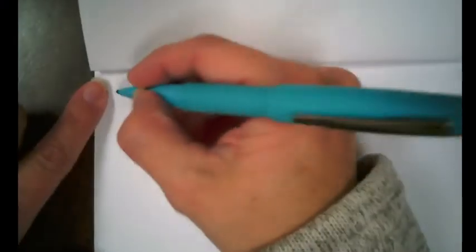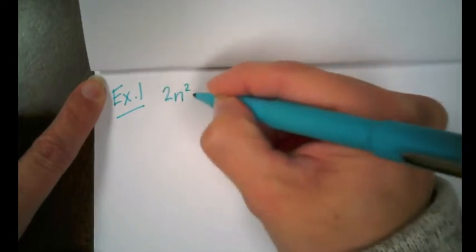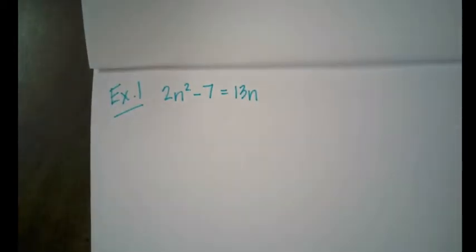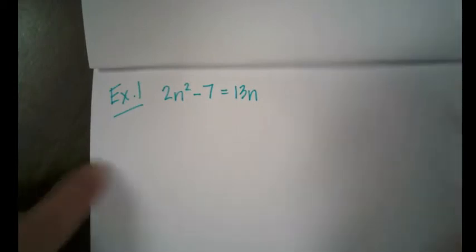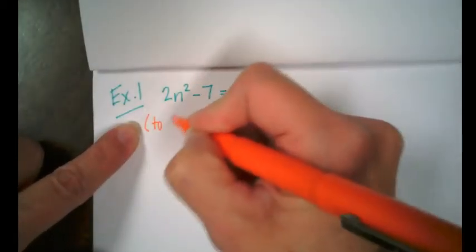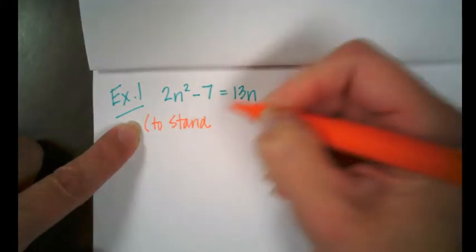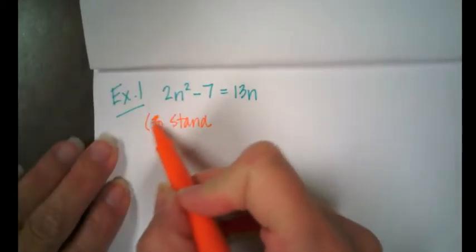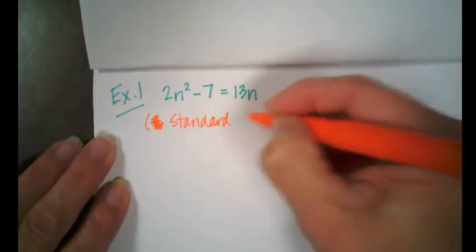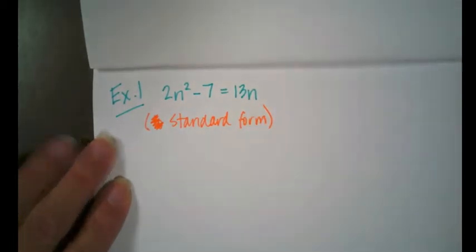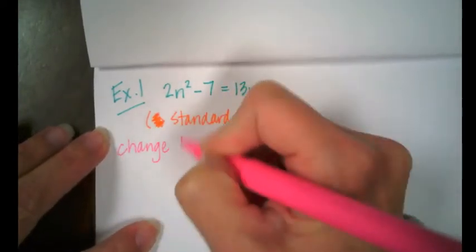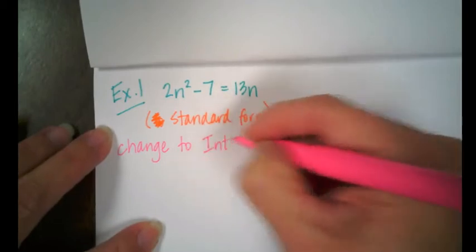So for our first example, example number 1, 2n squared minus 7 equals 13n. And let's change this to standard form. Sorry, this is in standard form. So I just messed this up. Sorry, hold on a second. This is standard form. And let's change this to intercept form. So change to intercept form.